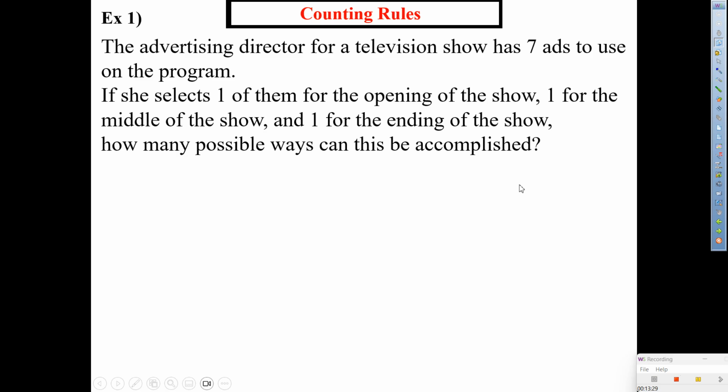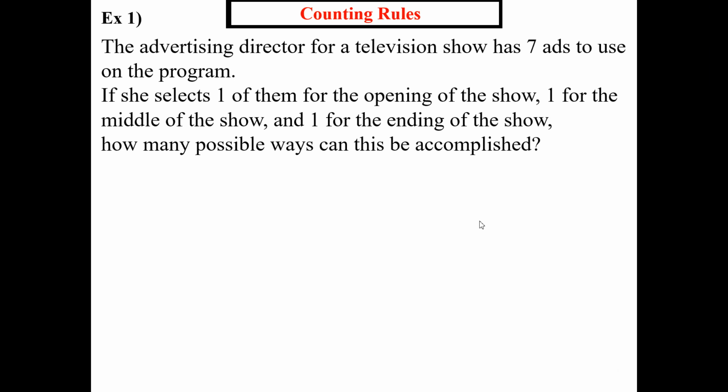Copy this problem on your paper, please. Example number 1. It reads, the advertising director of a television show has 3 ads to use on the program. If she selects one of them for the opening of the show, one for the middle of the show, and one for the ending of the show, how many possible ways can this be accomplished? Copy that completely, please, so that you have it in your notes.